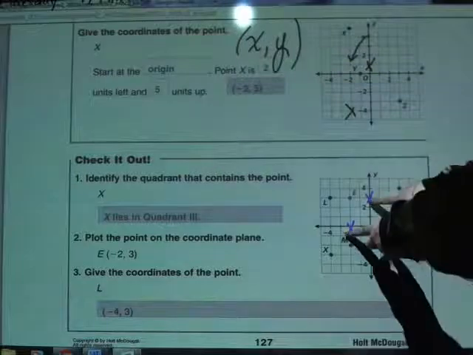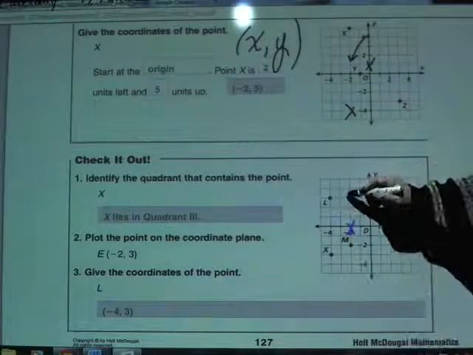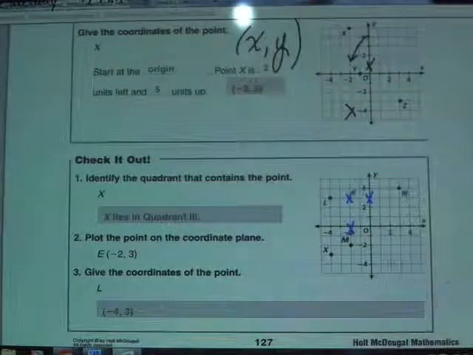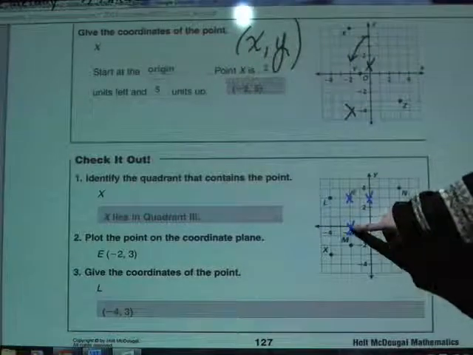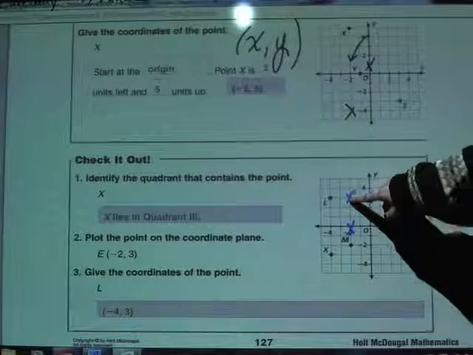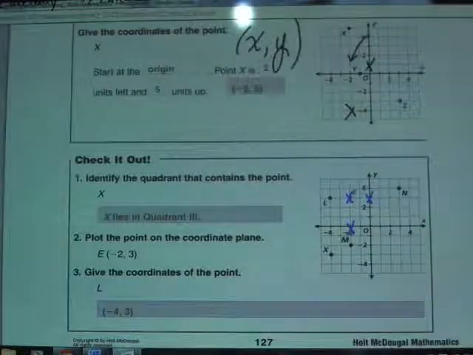Well, I pull my fingers together to where those meet, and I land here at the point marked E. Another way to say that is I went 2 to the left from the origin, and then I went 3 up. And that would be another way of graphing -2, 3.